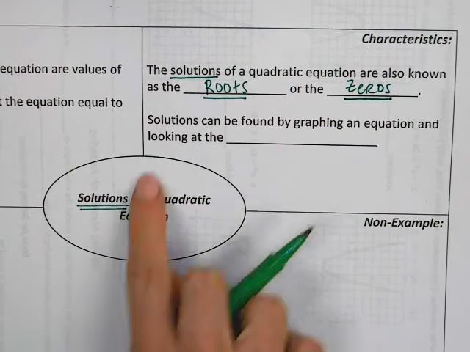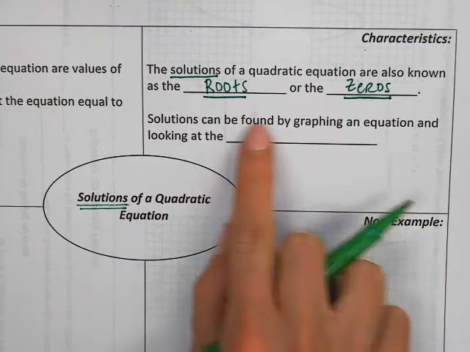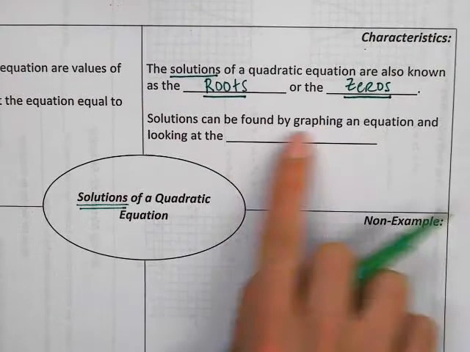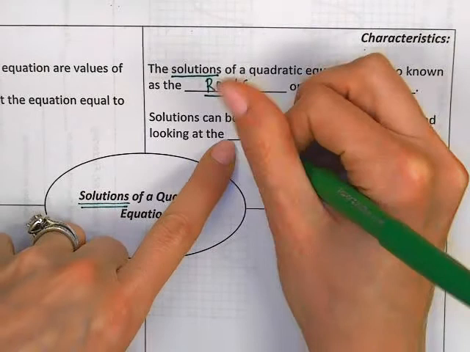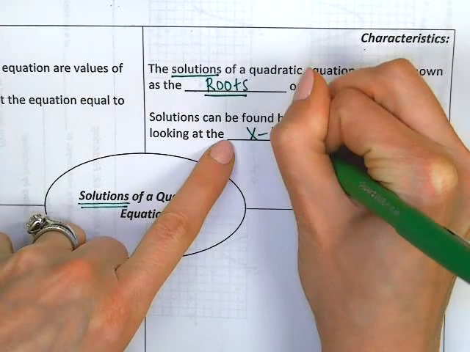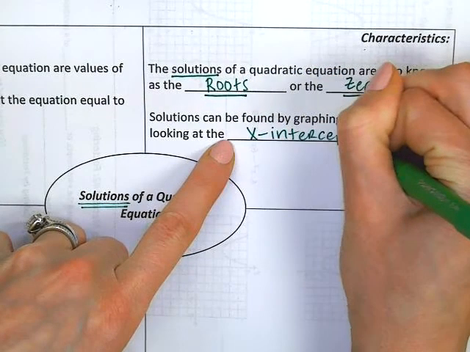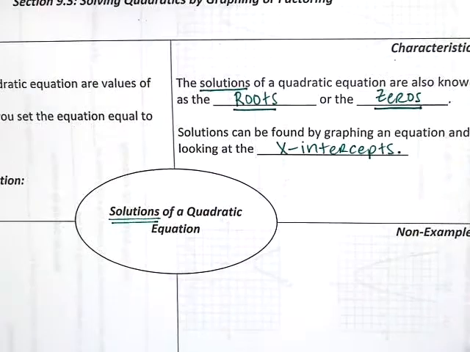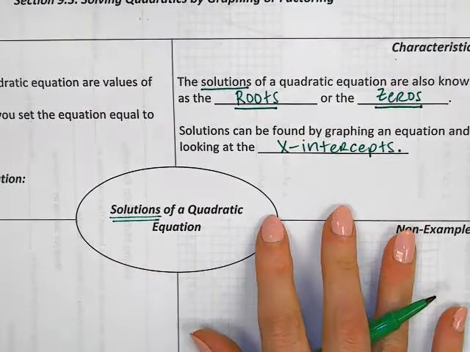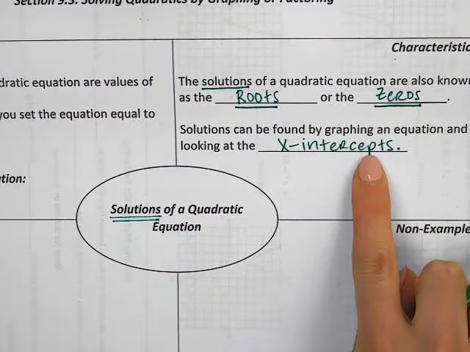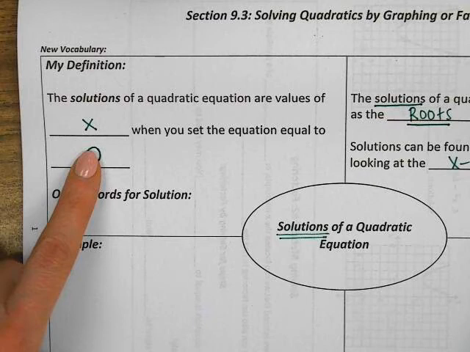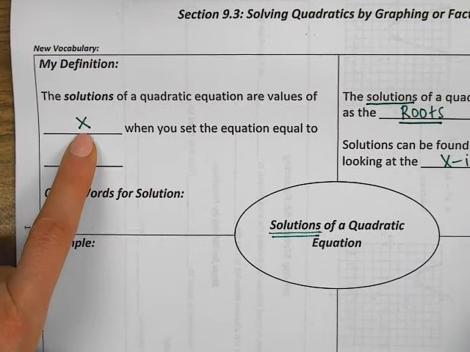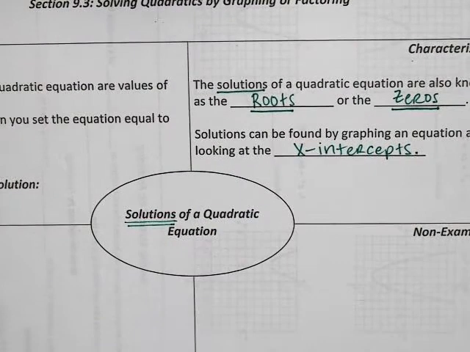And here's how you find them. You can find solutions by graphing and looking at the x-intercepts. Remember we did that in the last chapter? If you have a graph of a parabola, you look at the x-intercepts, right? Those are the values of x that equal 0, and those are called the solutions.